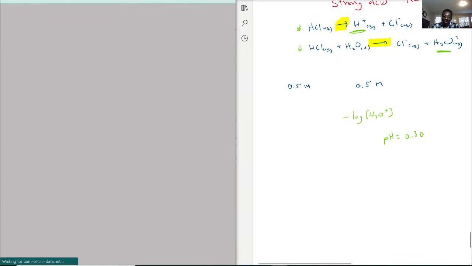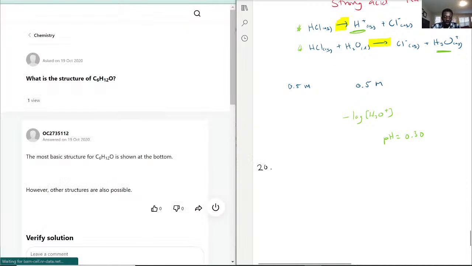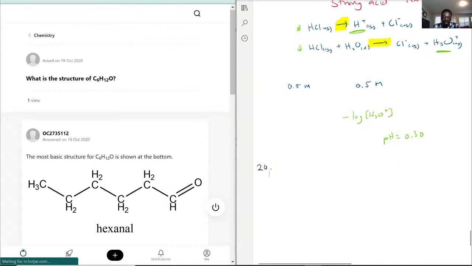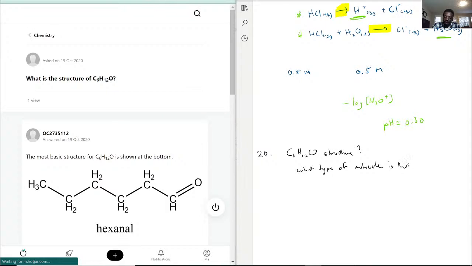Okay, and now for question 20. Final question for today. What is the structure of C6H12? Unfortunately, you see the answer right there. So I do have another question for this, which is going to be what type of molecule is this? Yes. Okay. And name. Although they give the name as well from the answer.